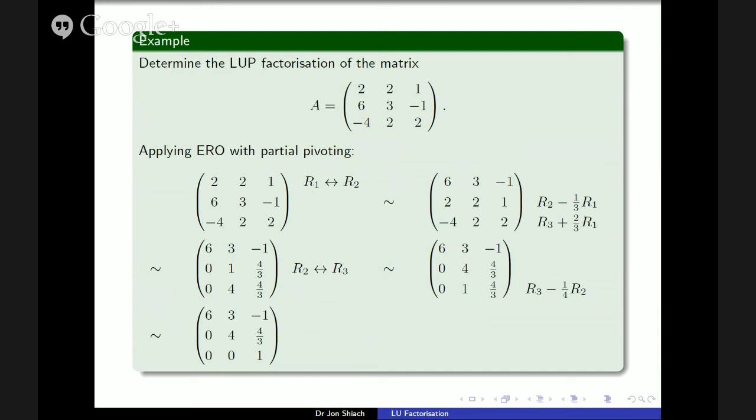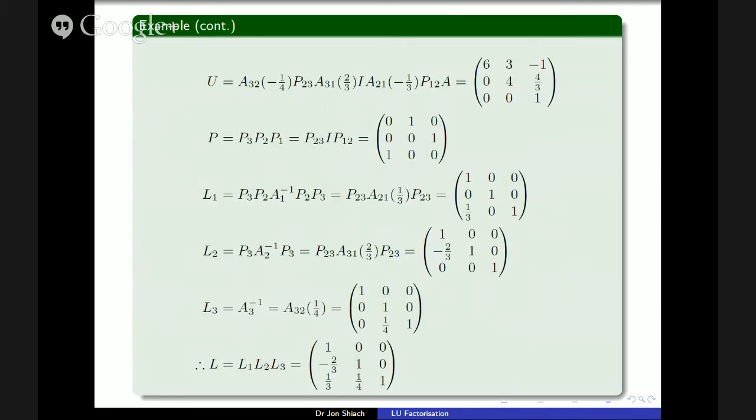That's the easy bit. Okay, we've done row operations. That's the simple bit. Don't worry about it. I know this looks quite complicated.